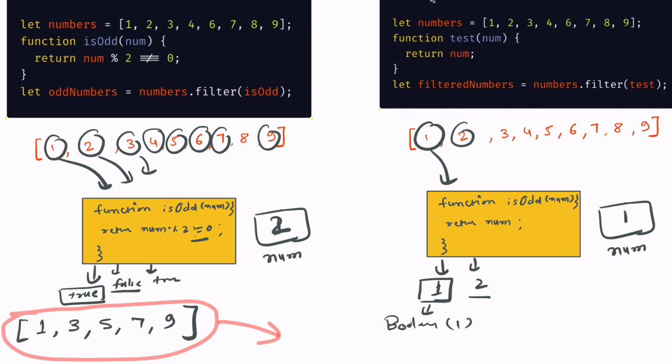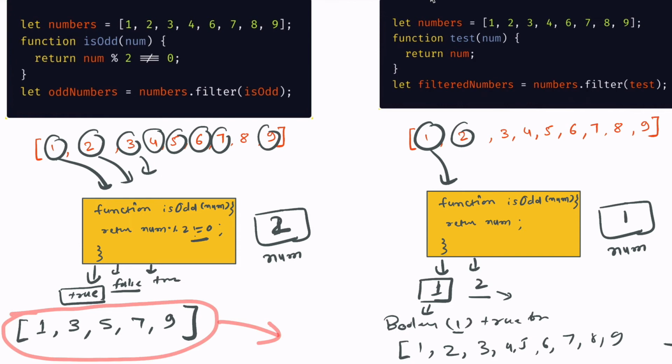And because 1 is a truthy value, the output will be true. In case of 2 also, the output will be true. So in all the cases the output is true, it will store each value. So the final output will be 1, 2, 3, 4, 5, 6, 7, 8, 9. So the array will not change.